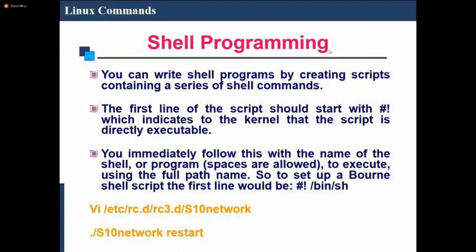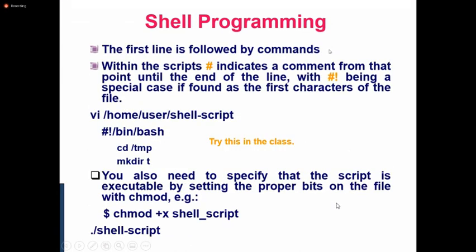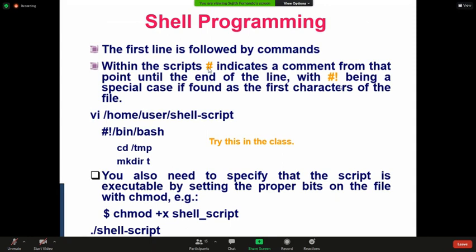Right. So the first line will be like this: hash exclamation, then what the shell is. Then you get the commands of the shell. Within the script, hash indicates a comment from that point until the end of the line, with this being a special case. So anything in the shell script that starts with this hash, except for the first line, all the other lines, this will indicate a comment.